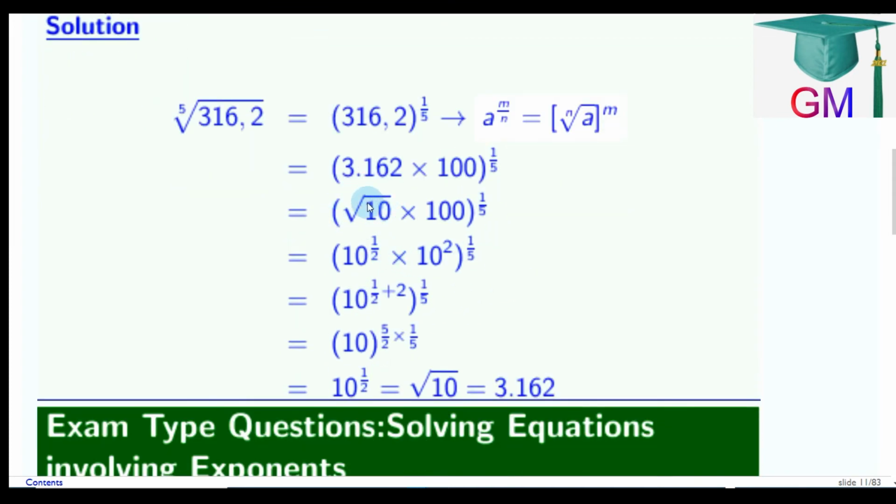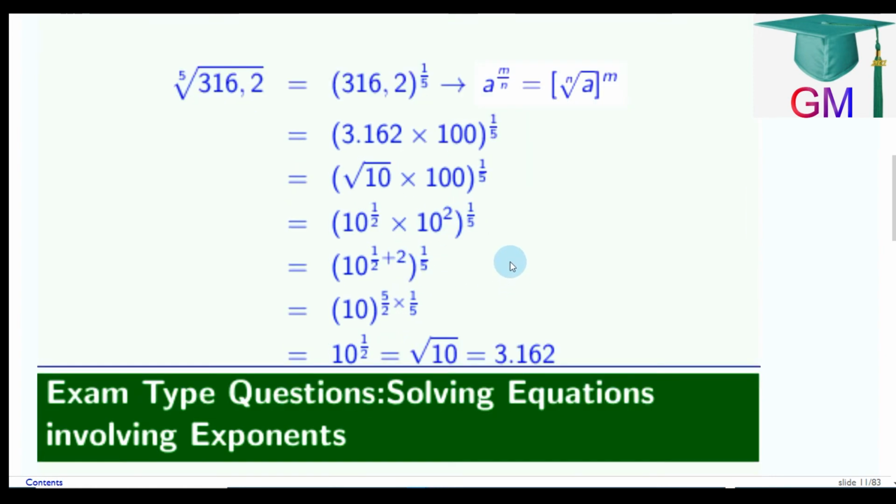Now, from the laws, you know that square root of a is the same as a to the power of half. So this is the same as 10 to the power of half multiplied by 100, which can be written as 10 to the power of 2. My power here still remained 1 over 5.